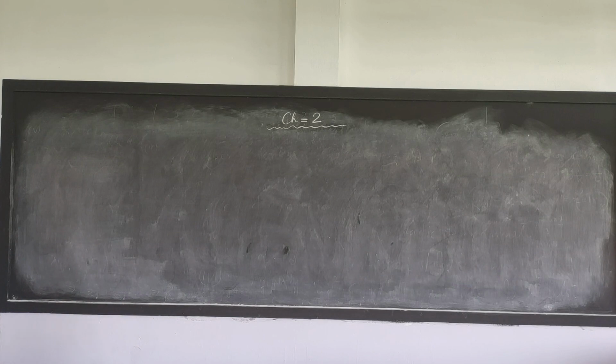Then you write, in case of a polynomial in more than one variable, the sum of the powers of the variable in each term is taken up, and the highest sum so obtained is called the degree of the polynomial.